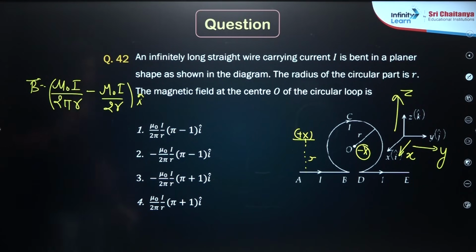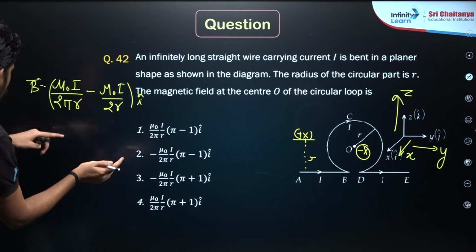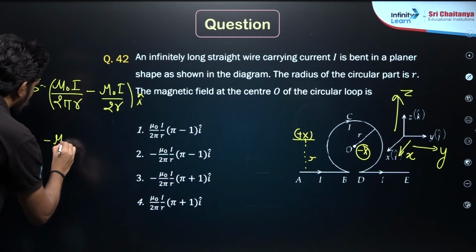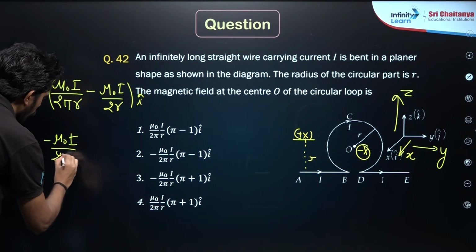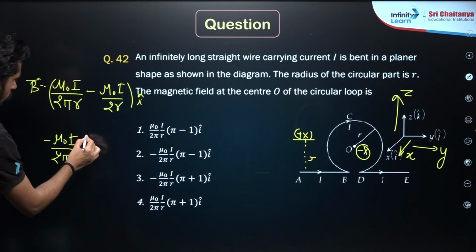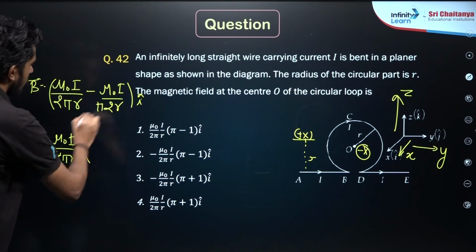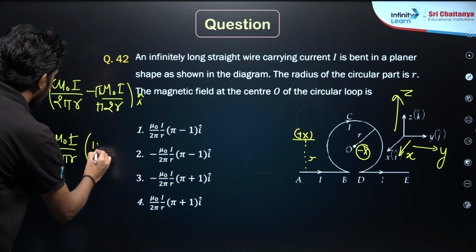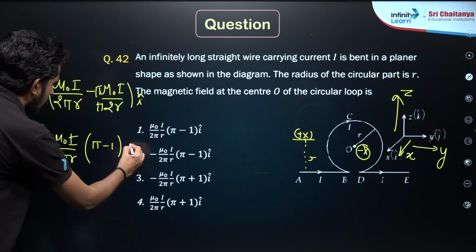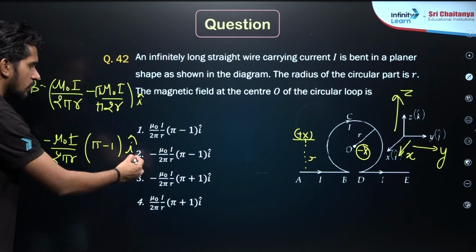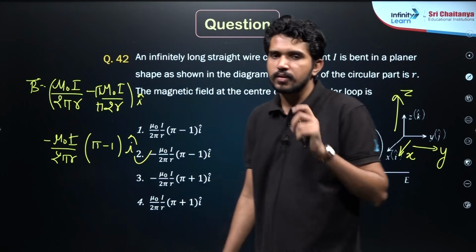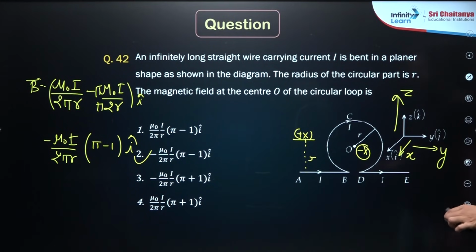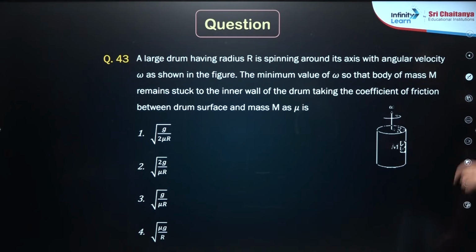Okay sir, so what do we need? Mu naught I by 2 pi r, simply, and in the bracket we have pi minus 1. So let's do one thing, minus mu naught I by 2 pi r is common. So here I would multiply by pi and divide by pi. So minus, minus plus, pi minus 1, and i cap. So option number 2. Simple.